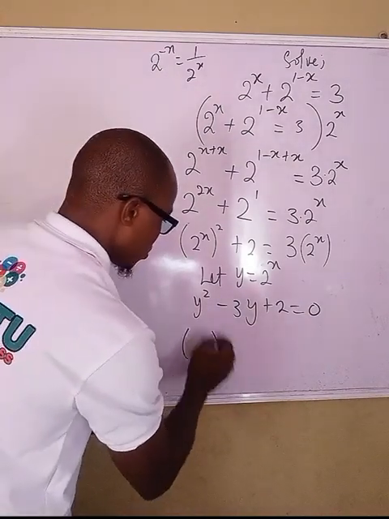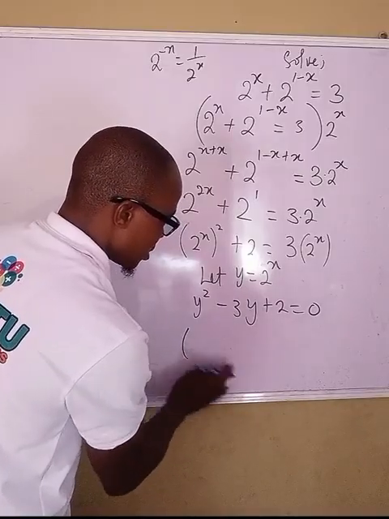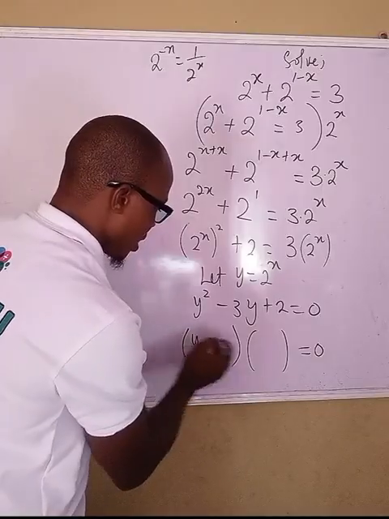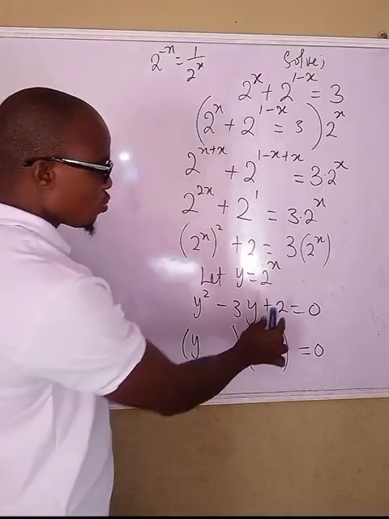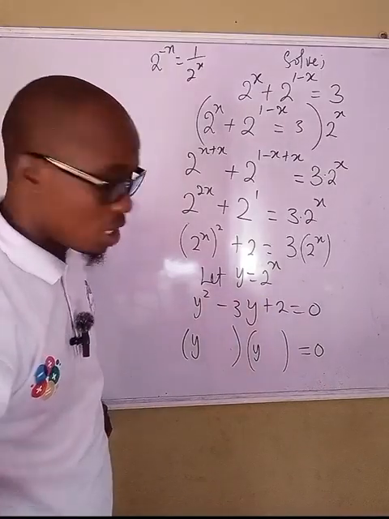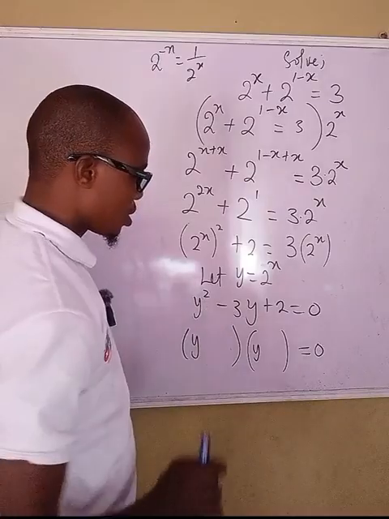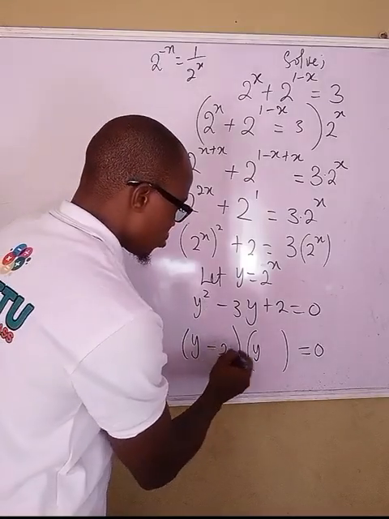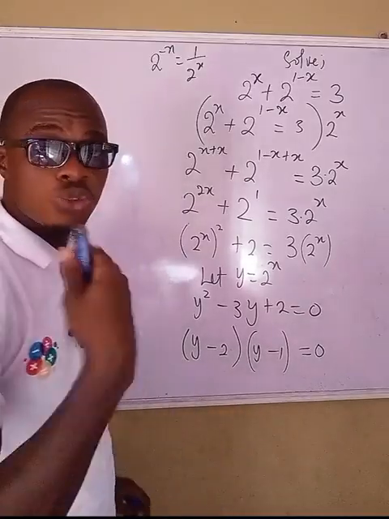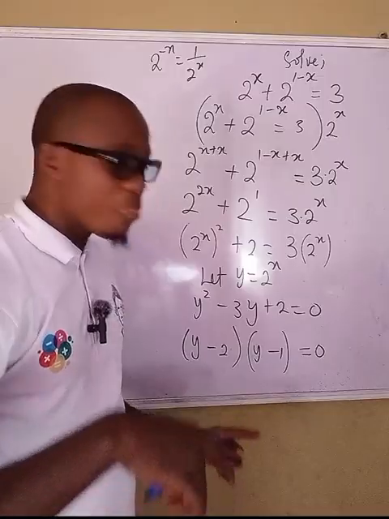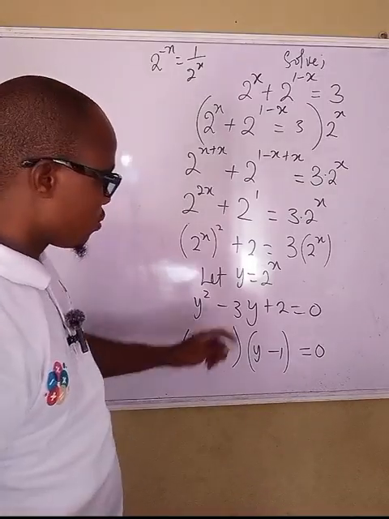So from here, this has led us to a quadratic equation in terms of y. So we're going to factorize it like this. We have y here, we have y here. The two factors, when you multiply them together, give plus 2, but when you sum them, give minus 3. And that is minus 2 and minus 1. Minus 2 times minus 1 must give us plus 2. Minus 2 plus minus 1 will give us minus 3.